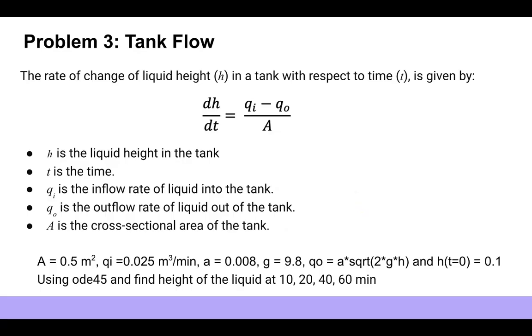Now you have another question related to tank flow. You have an ODE, dH by dt, where h, the liquid height, is your dependent variable. It is dependent on time. And you have (Qi minus Q0) by A. You have all these values given to you. You have to use ODE45 to find the height of the liquid at 10, 20, 40, 60 minutes.